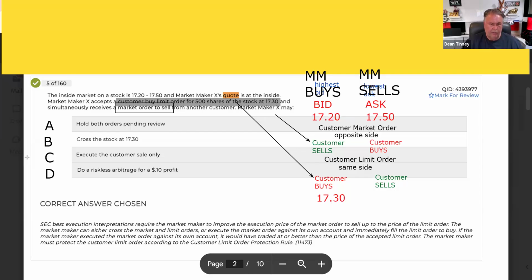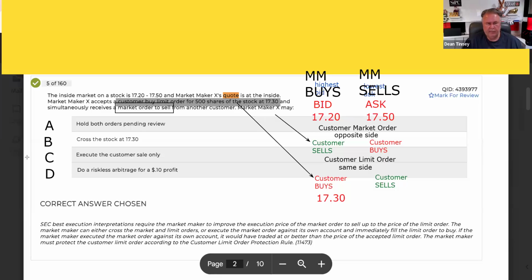So here, hold both orders pending review? Absolutely not. What does crossing the stock mean? Crossing the stock means I have a buyer and a seller, and I just take care of both of these people, right? I have a customer who wants to buy at 1730, a customer who wants to sell. I just match them up. He gets 10 cents more than he otherwise would, right? And pays a little less than that.